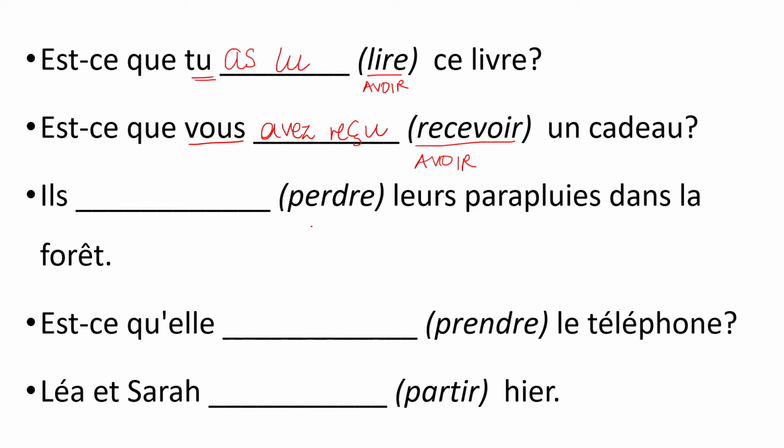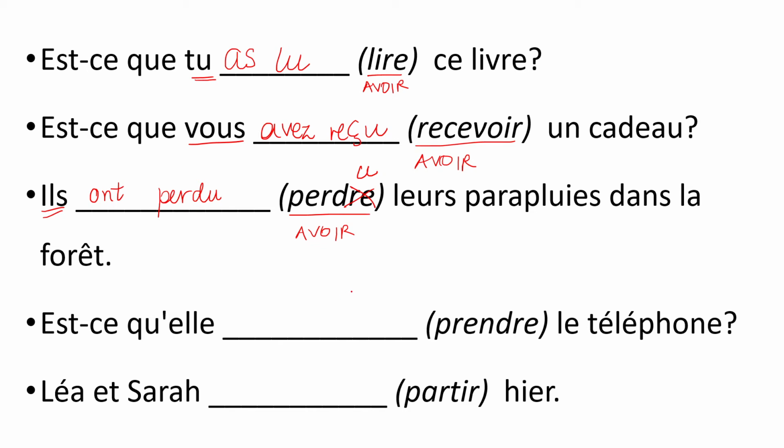Okay. Now, perdre, which means to lose, is again an avoir verb, doesn't fall into Dr. Mrs. Vandertramp. So you have to put avoir for ils is the subject, masculine plural. So avoir for ils is ont. Okay, now perdre is a normal RE verb. How do you get the participle for RE? Cancel the RE and you have to put u. Okay, so it becomes ils ont perdu le parapluie dans la forêt. They lost their umbrellas in the forest.